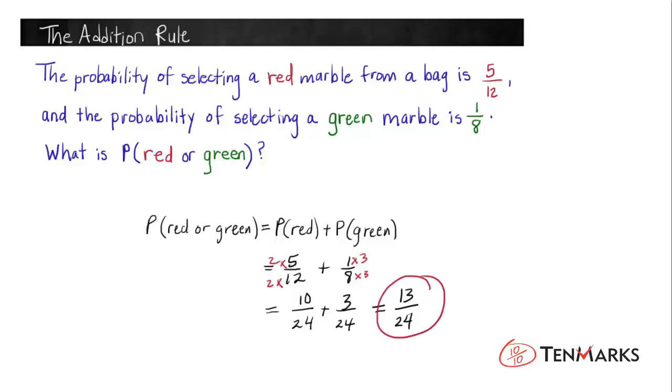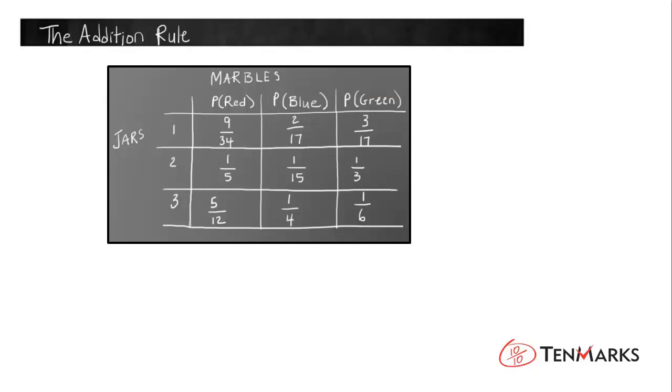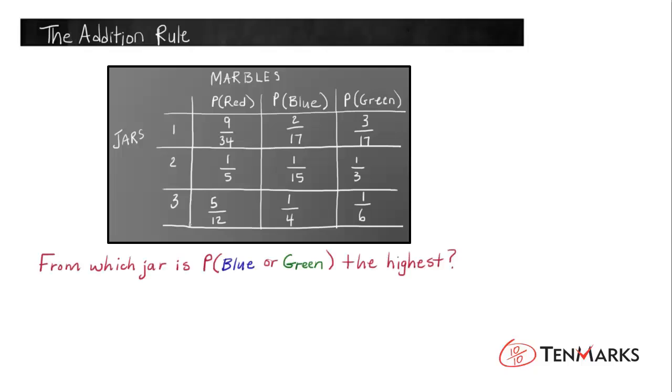Now let's take a look at another question. Students were divided into 3 groups and given 3 jars of marbles. They were asked as a group to go to the board and record the probability of getting a red marble out of their jar, the probability of getting a blue marble, and the probability of getting a green marble. There were other colored marbles, but they were just to focus on red, blue, and green. The results from 3 groups' jars are recorded here on this board. Then they were asked, from which jar is the probability of getting a blue marble or a green marble the highest? So let's see if we can answer that question.